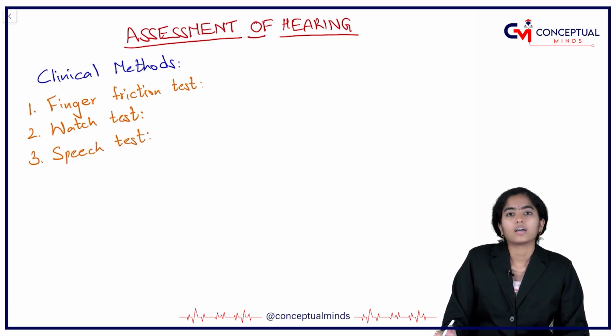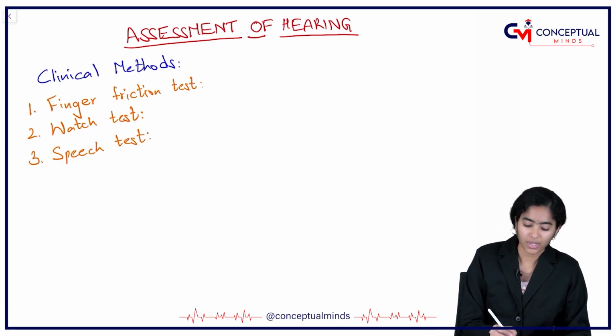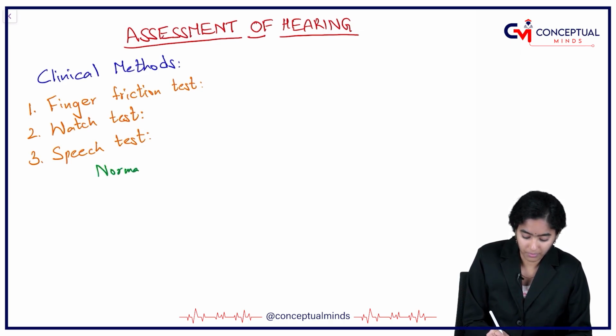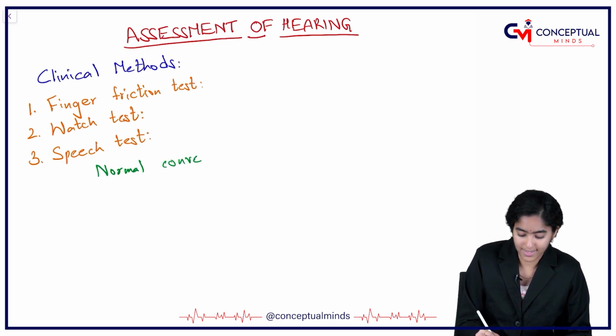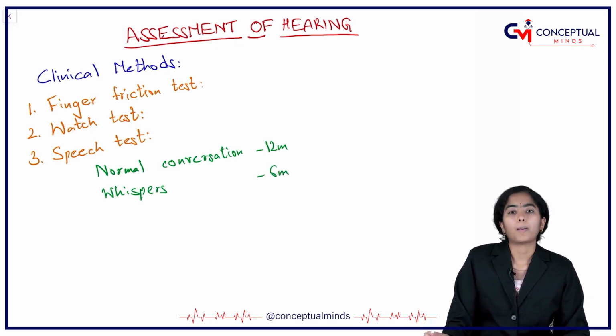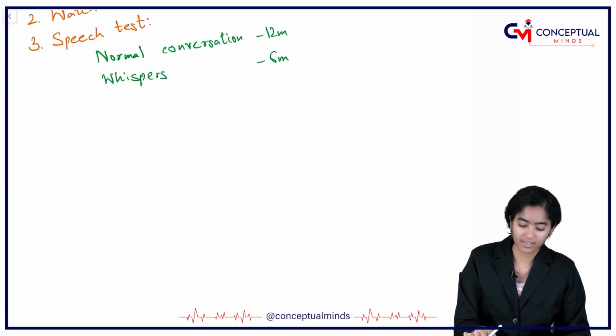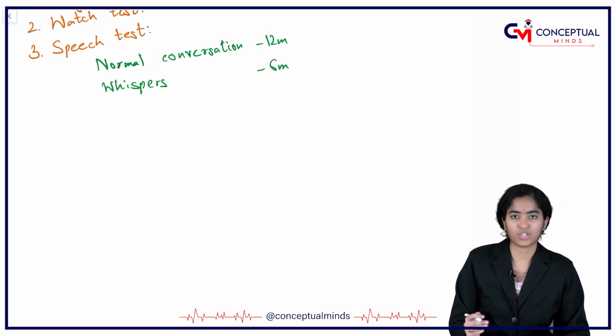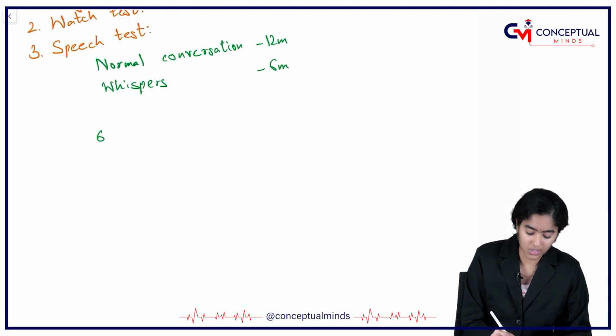Speech test as in the examiner speaks a few words and asks if the patient can hear. How this is done is normal conversations, the patient should be able to hear from a distance of 12 meters. And whispers must be heard from a distance of 6 meters. But for the purpose of the test, for both of them, conversation and whisper, we take the distance to be 6 meters.